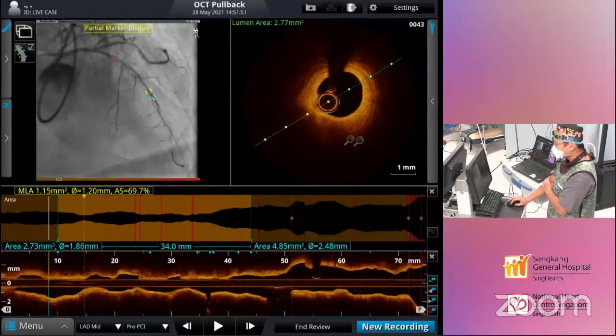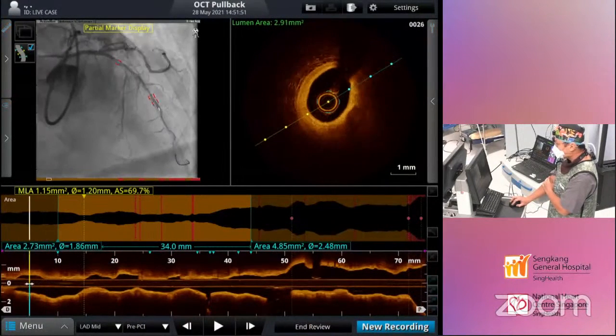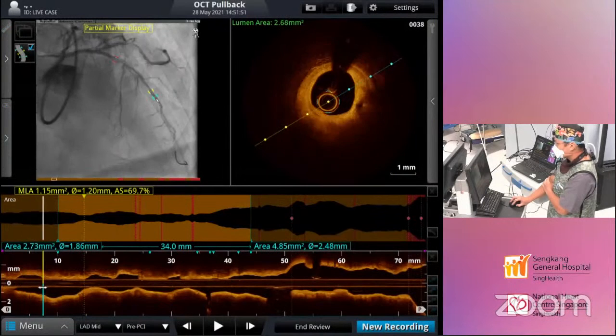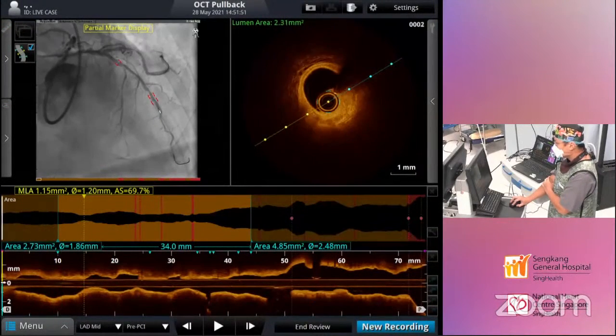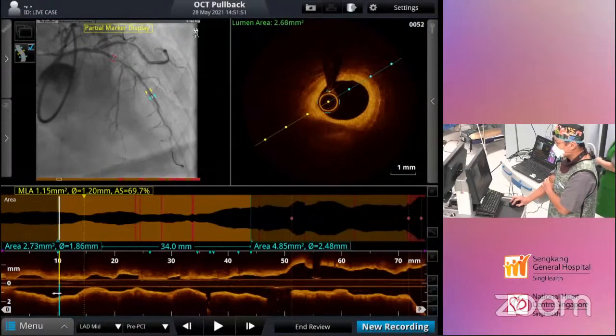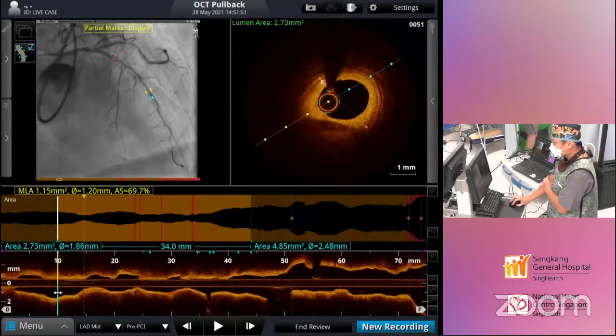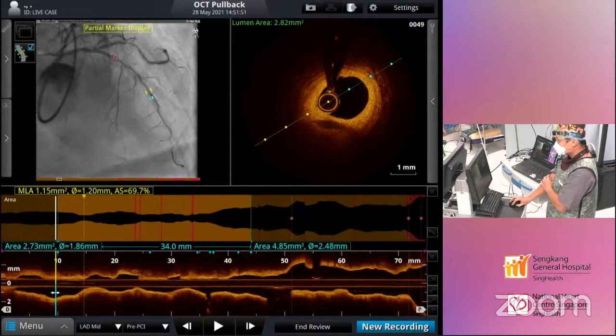Still a lot of plaque, so we have to be very careful when we implant the stent not to go too high pressure or oversize the stent. But there's no other good area to land the stent. So we have to make do with what's the best, or what's the least bad, I guess.